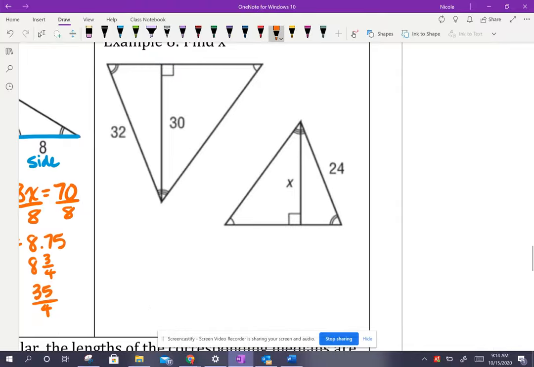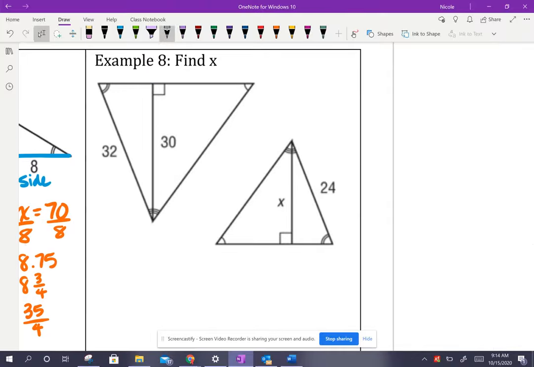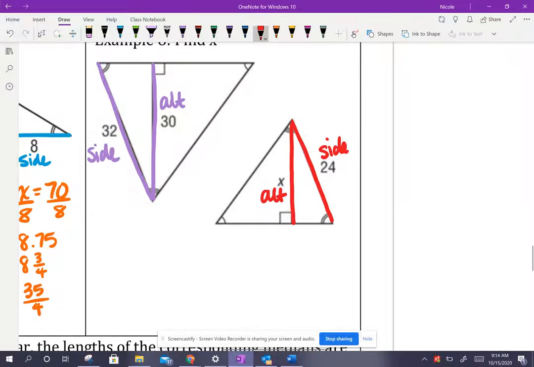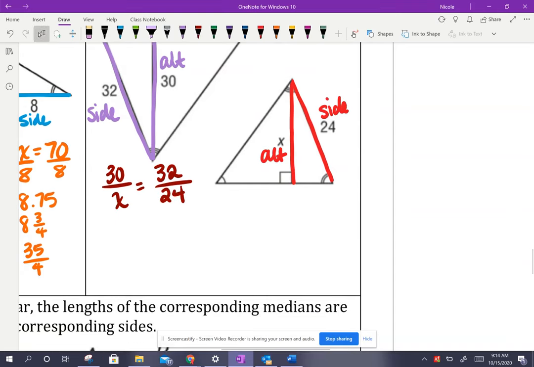Okay, let's look at one more example of altitudes and sides. So we have an altitude here of 30. This one's inside of our triangle with a side of 32. And then an altitude of x and a side of 24. So if I set this up in altitude over altitude, we get 30 over x, and then side over side, 32 over 24, and cross multiply.